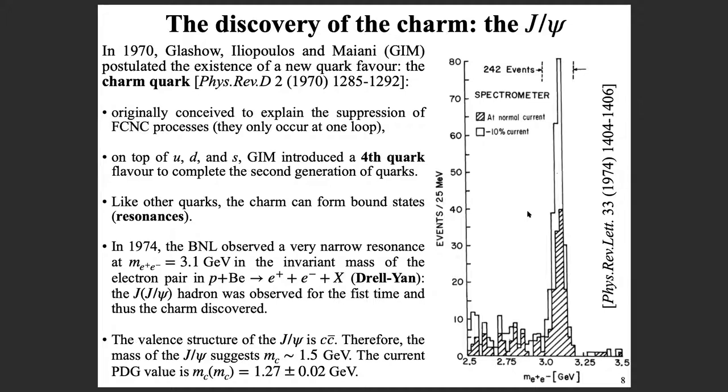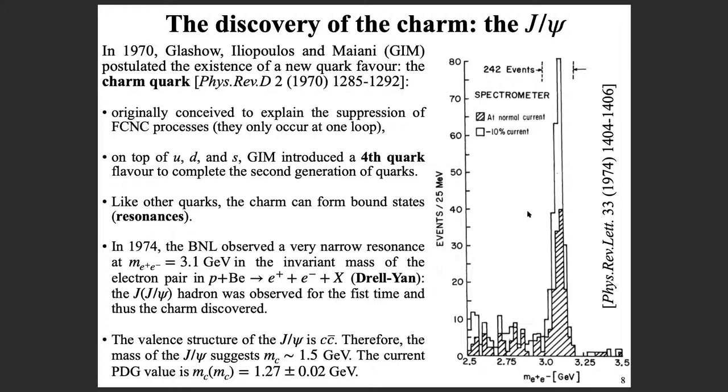They put forward the idea of introducing a fourth quark flavor. Originally, this idea was conceived to explain the suppression of the so-called flavor changing neutral current processes, such as the K0 into K0 bar oscillation. In the GIM mechanism, this oscillation is suppressed by the coupling because this only occurs at one loop. And so this model was able to explain this suppression.